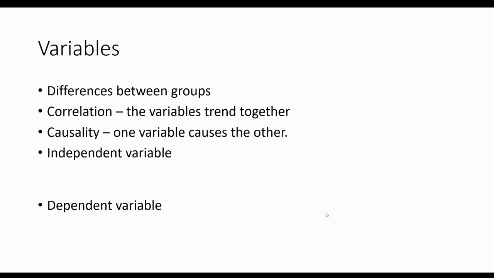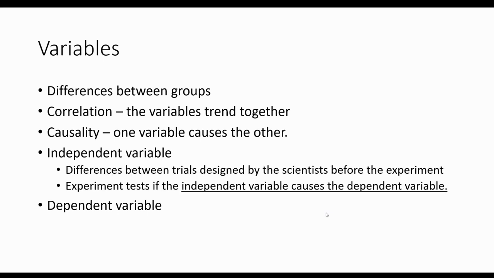Or maybe in the case of our coronavirus, I want to see whether the vaccine, no vaccine, or 2 shots of the vaccine makes a difference in whether or not people get the coronavirus. So that's something that is set up ahead of time. The scientist says, these are going to be my groups. This independent variable is theoretically, that's why we're doing the test, we don't know if it's going to happen, going to cause the dependent variable.